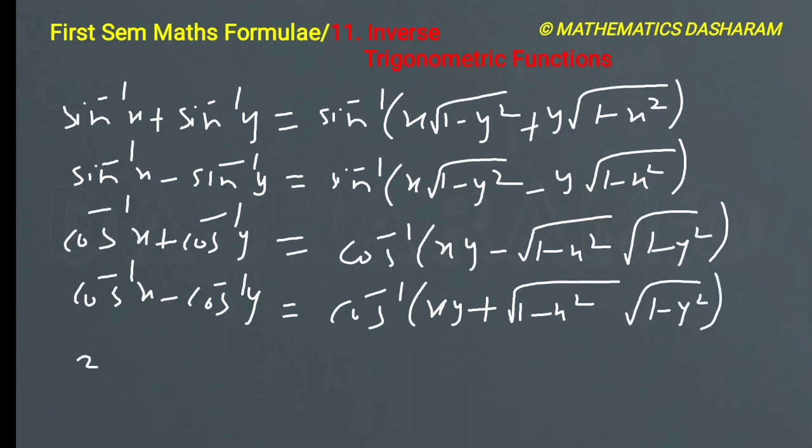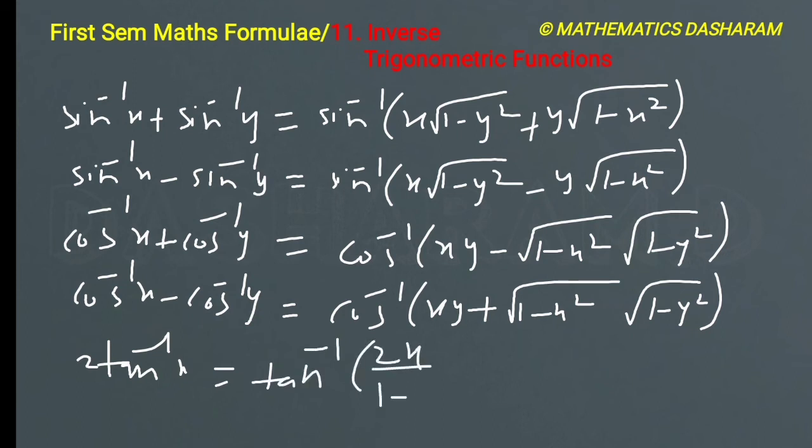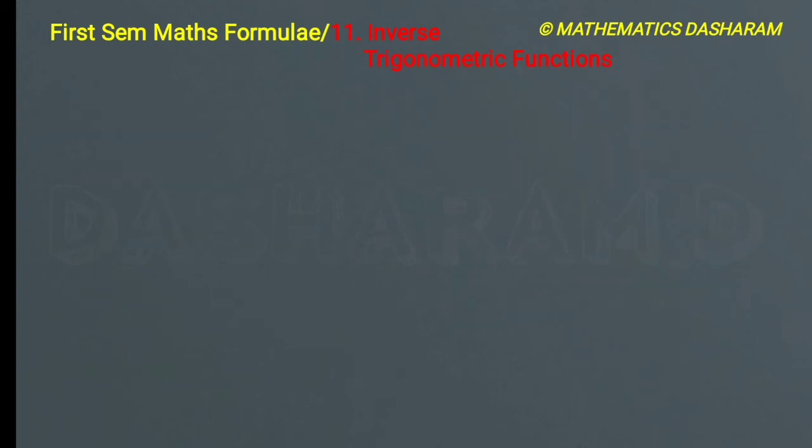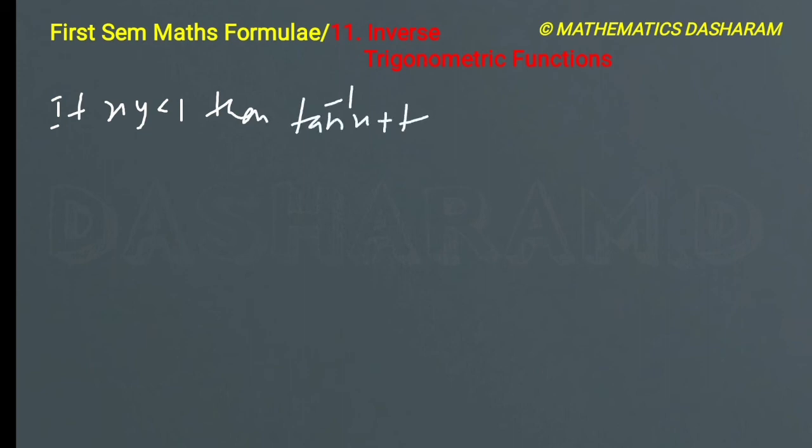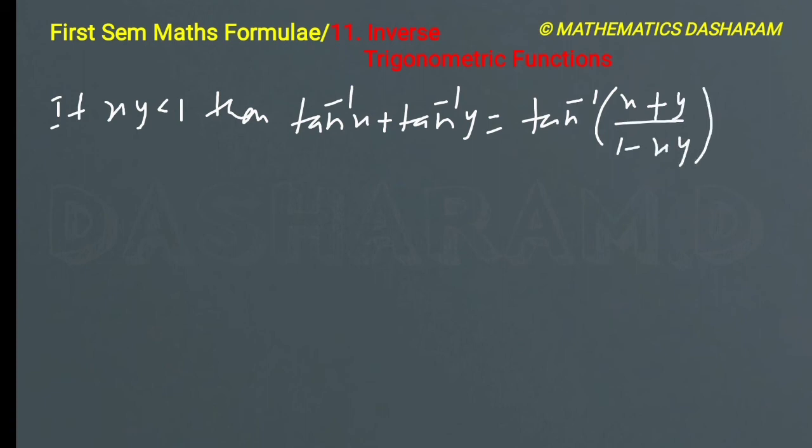Next, 2 into tan inverse x equals tan inverse of 2x divided by 1 minus x square. Next, if x into y is less than 1, then the tan inverse x plus tan inverse y formula is tan inverse of (x plus y) divided by (1 minus x into y). So when x into y is less than 1, use this formula.